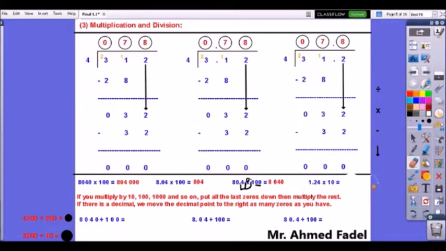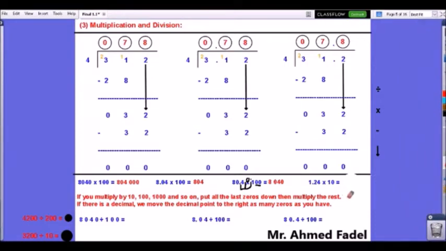The last question here, we're multiplying it by a 10, which has only 1 zero. Then we need to move the decimal point only 1 time. You move the decimal point only once to the right because it's multiplication, don't forget. Then it becomes 12.4. That's it. With multiplying, now we're done with multiplying the powers of 10 by a whole number or a decimal.